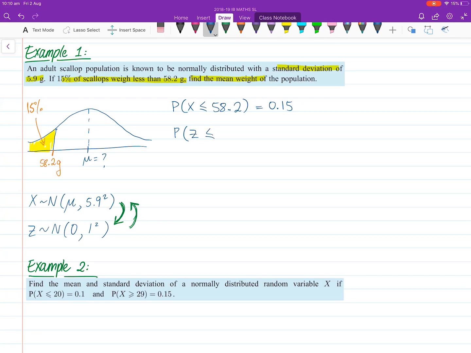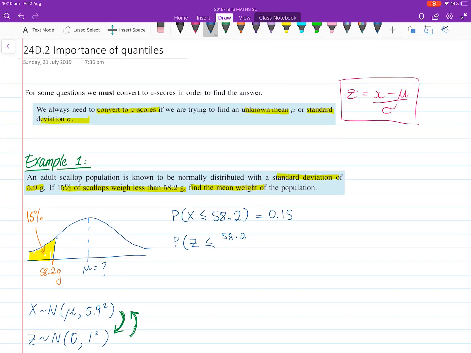a standard normal distribution, the z here has to be less than or equal to the z-score, but we calculate the z-score by using this formula up here, right? So we could say it's 58.2 minus whatever the mean is, which I don't know, divided by standard deviation, 5.9, okay, and that has to equal 0.15.